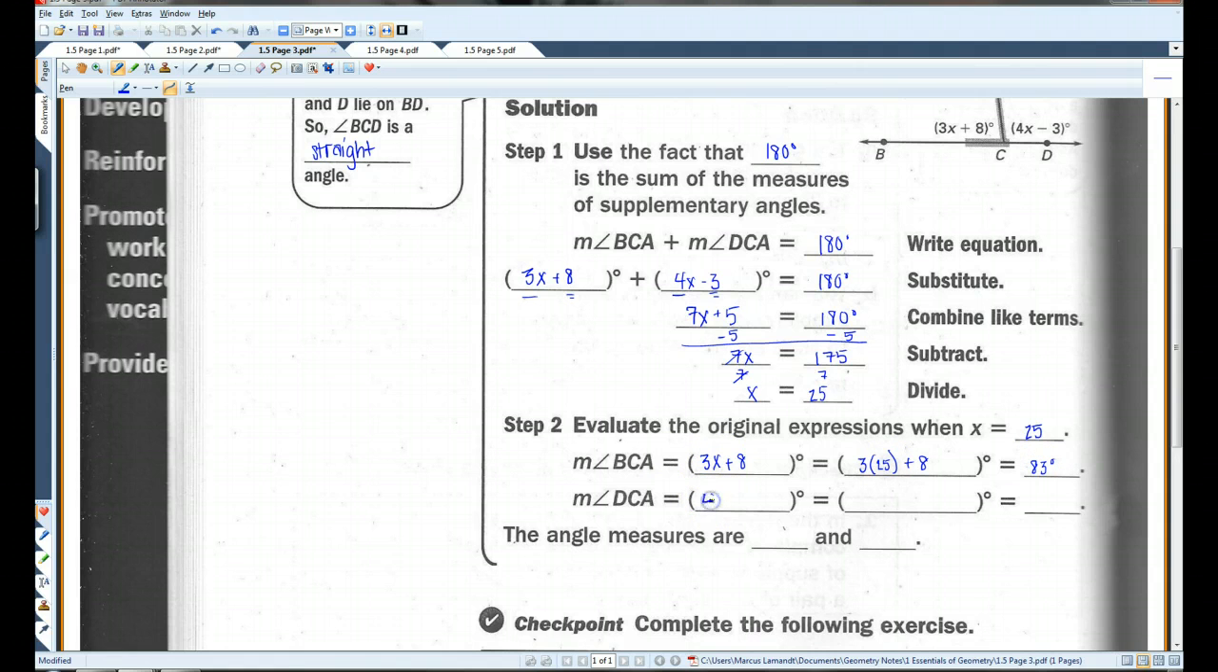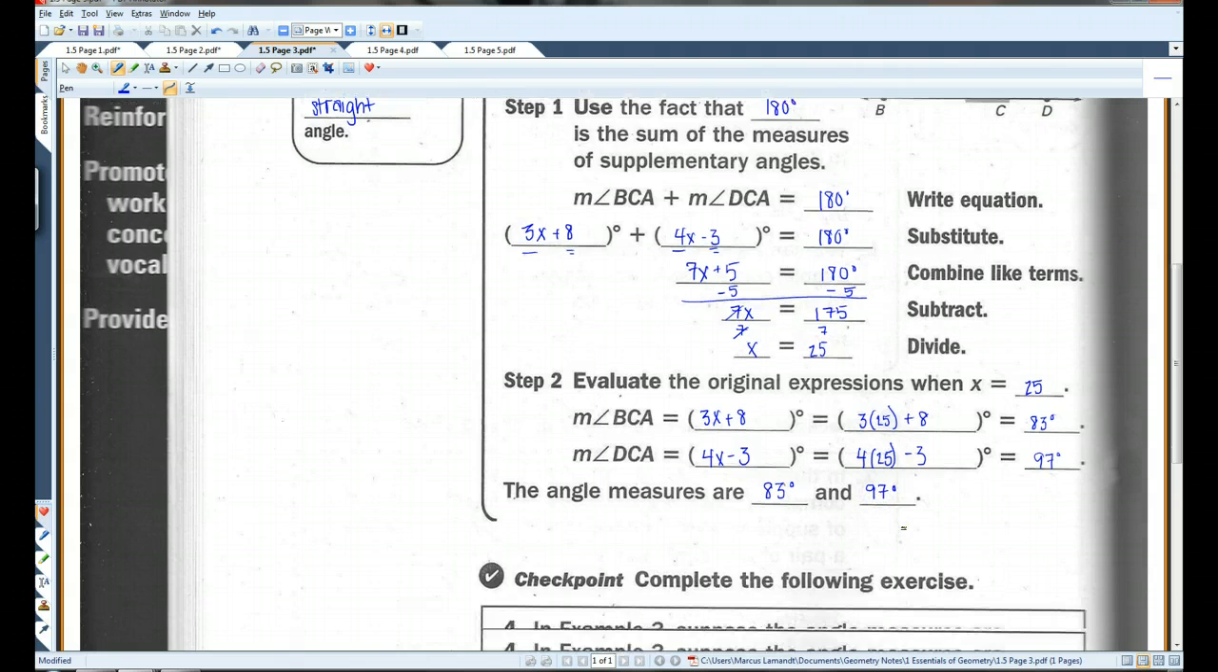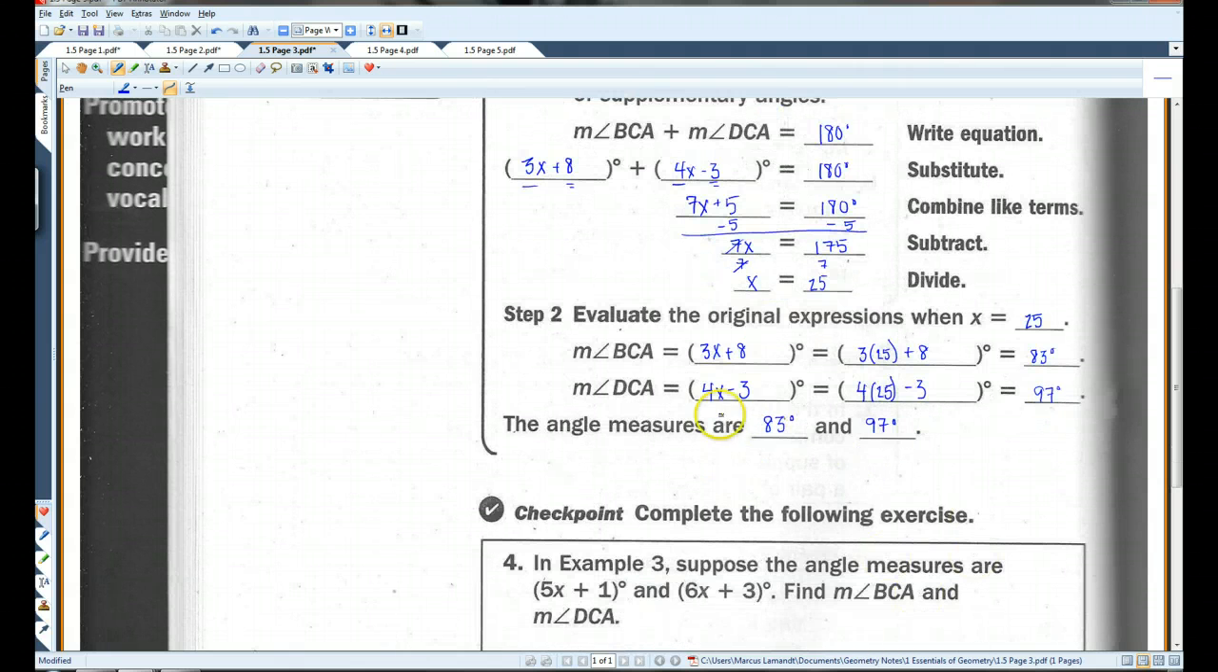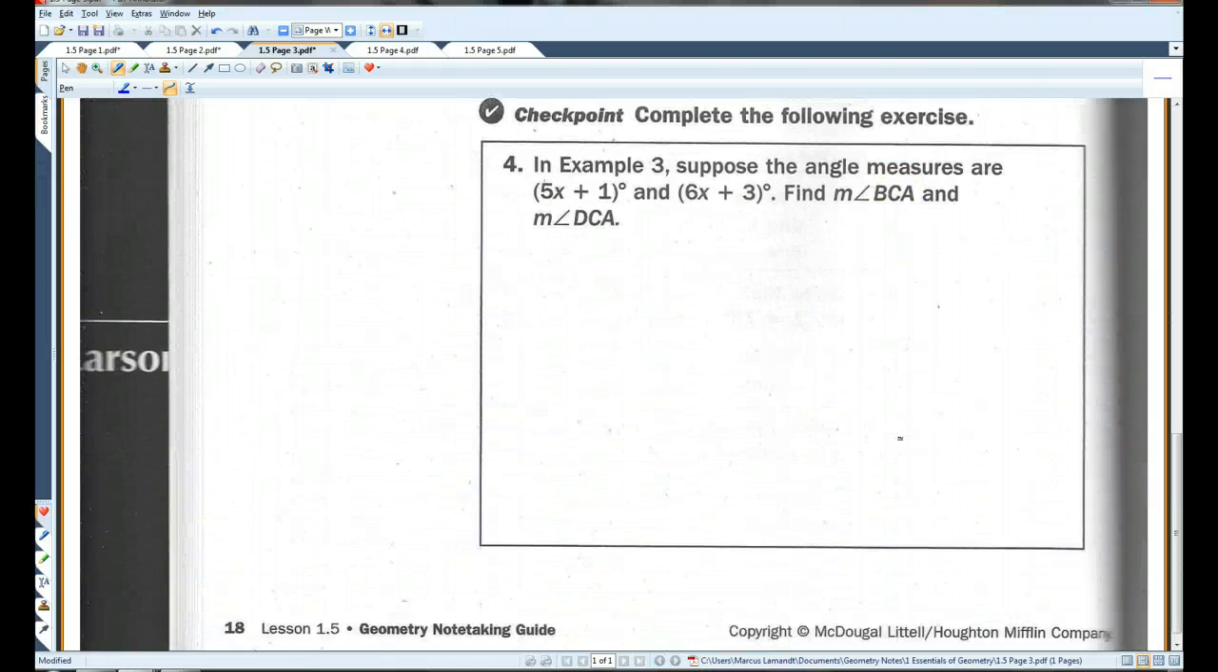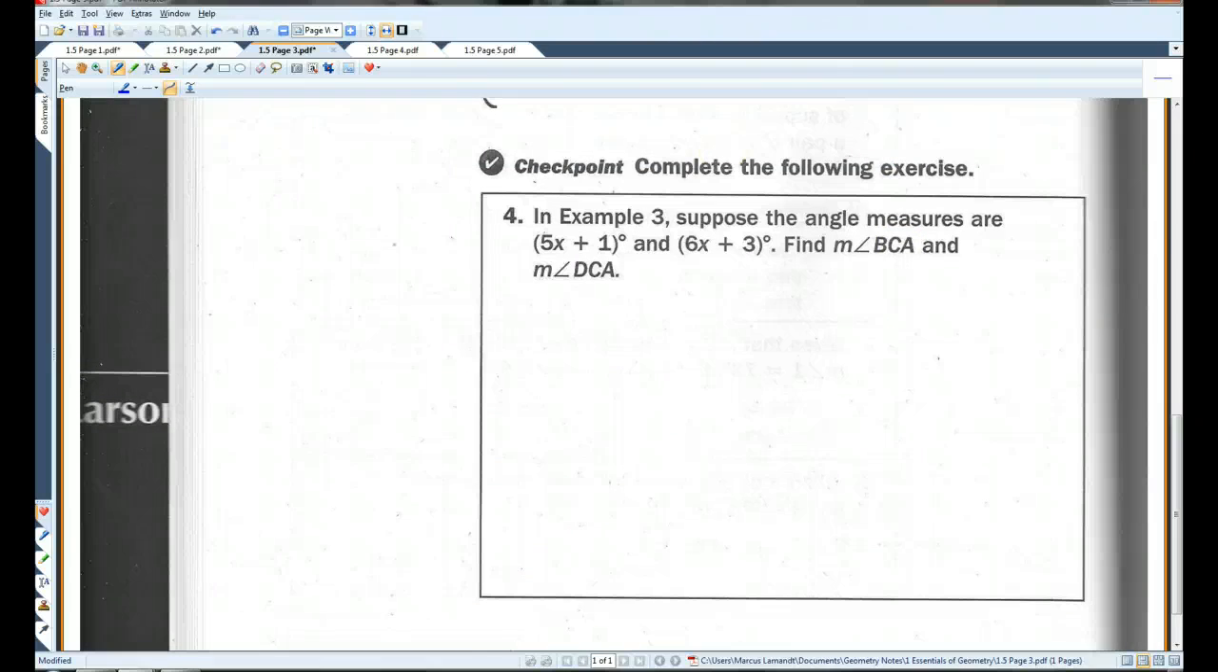DCA is 4x minus 3. So I'm going to plug in 25 again. 4 times 25 minus 3. 4 times 25 is 100. Minus 3 is 97. So the angle measures are 83 degrees and 97 degrees. And if you add these two together in your head, you get 180, which is what we're supposed to get. Alright, go ahead and pause the video, try this checkpoint, and then move on to page 4.